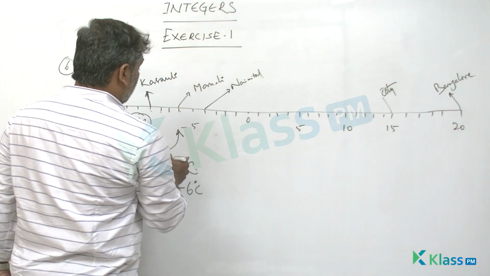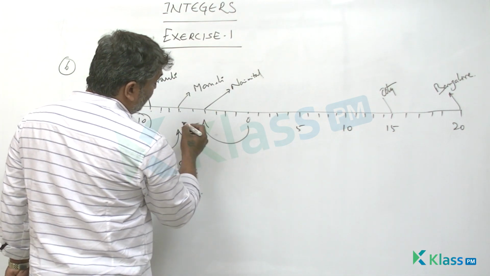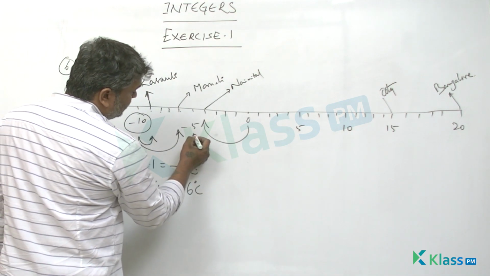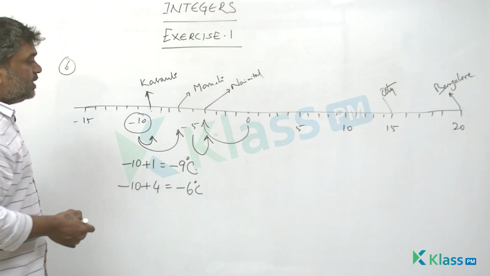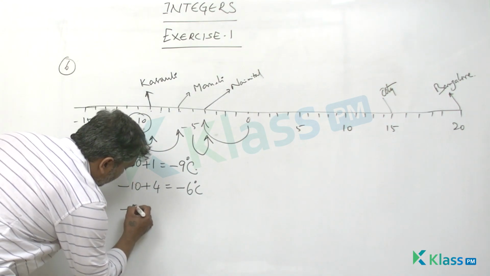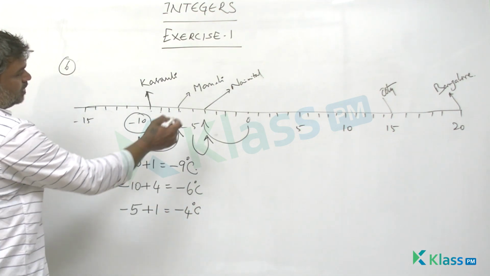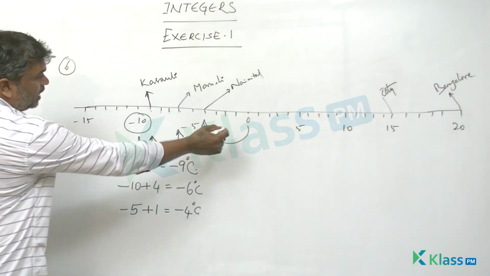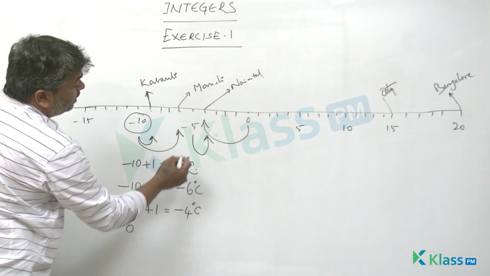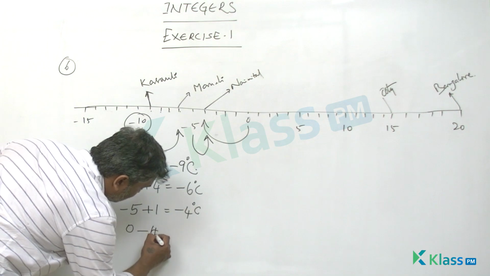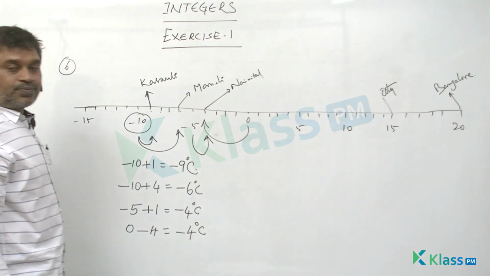And what about Nainital? We'll start from 0. 4 steps towards back, towards left. Or otherwise, we can start from minus 5, 1 step towards right. Both ways we will get the same answer. Take minus 5, 1 step towards right, you will get minus 4 degrees. This is Nainital's temperature. If you take 0 and move 4 steps towards left, it means we have to subtract 4 from that. Here also you will get the same answer.